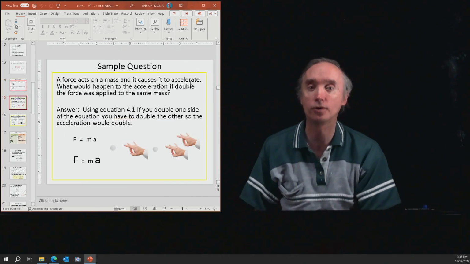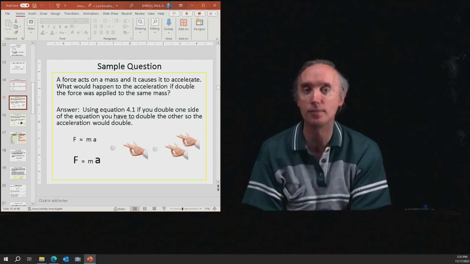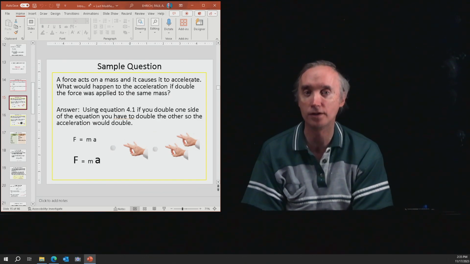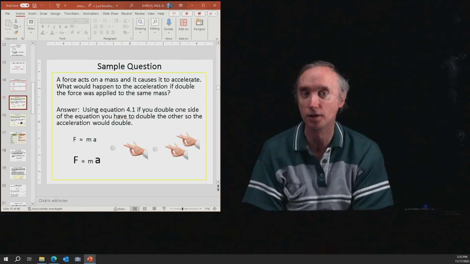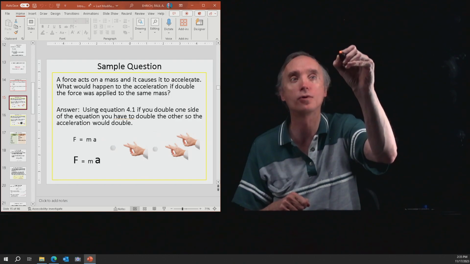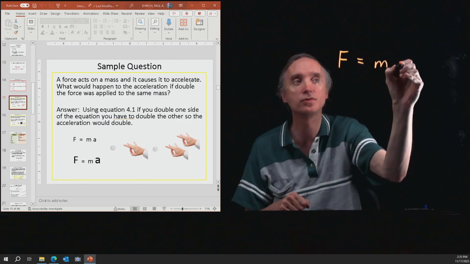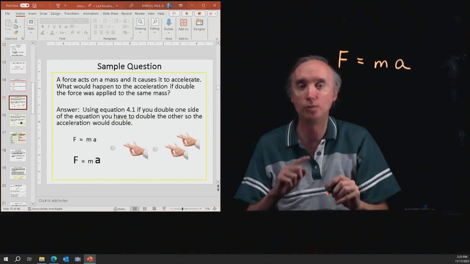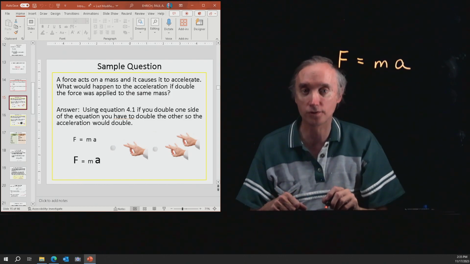And so here's one for you. A force acts on a mass and it causes that mass to accelerate. What would happen to the acceleration if double the amount of force was applied to the same amount of mass? Okay, so a certain amount of force is going to cause a mass to accelerate. But what we want to do is to use double the amount of force.